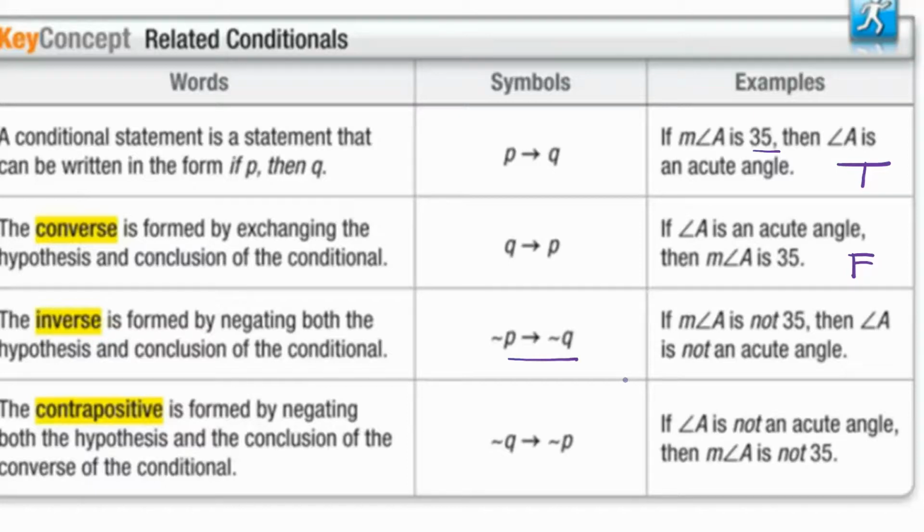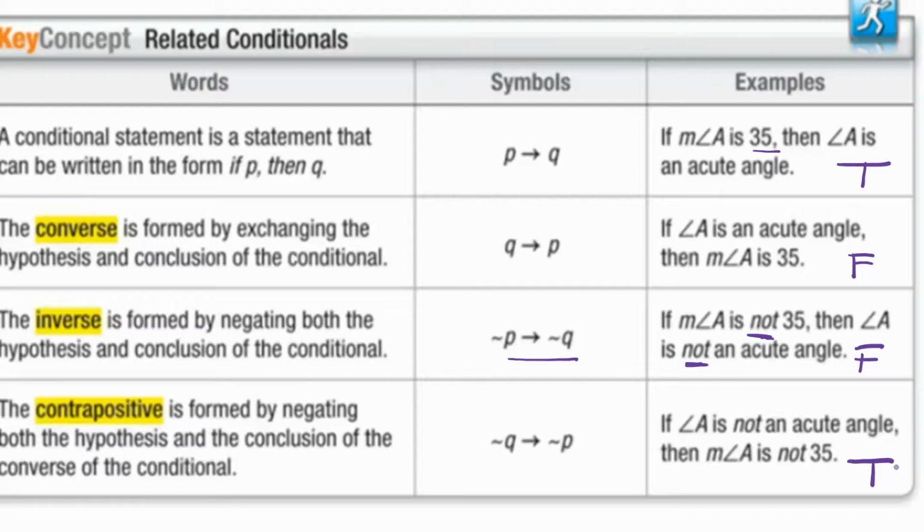The inverse, I'm going to not the original. So if the measure of angle A is not 35 degrees, then angle A is not an acute angle. Again, this is false because it could be 36 degrees, it could be 2 degrees, it could be 89 degrees. Now I'm going to flip the statement above. Not Q implies not P. If angle A is not an acute angle, the measure of angle A is not 35 degrees, which would be true because it either has to be right or it has to be obtuse.